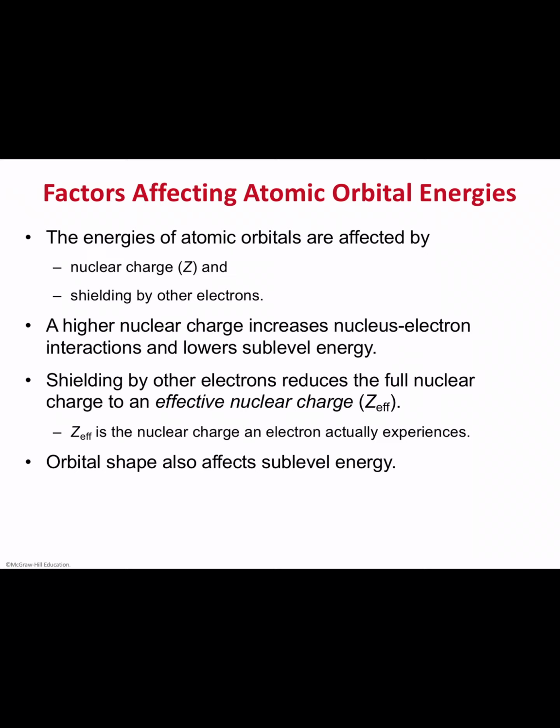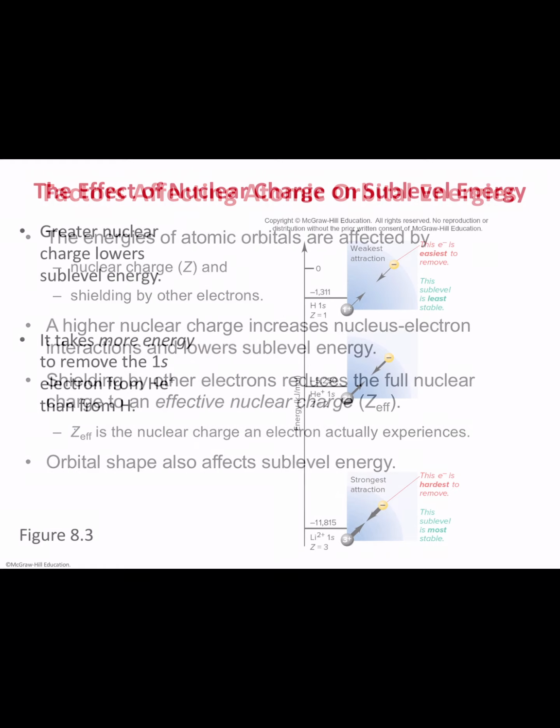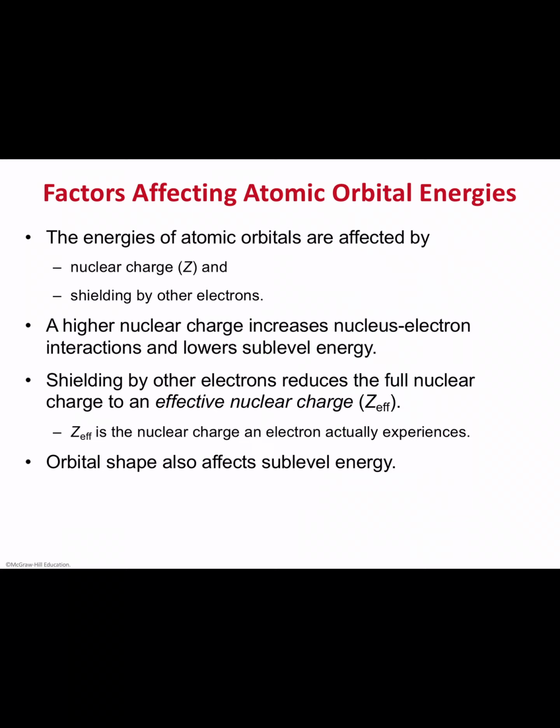And then there's another thing called shielding. So the shielding is also going to affect the orbital energies. A higher nuclear charge increases nuclear-electron interactions and lowers sublevel energy.